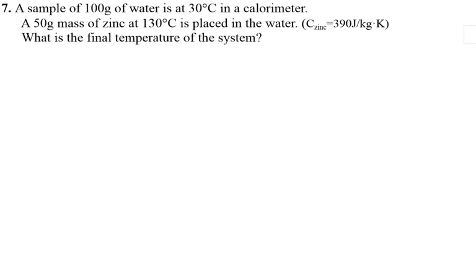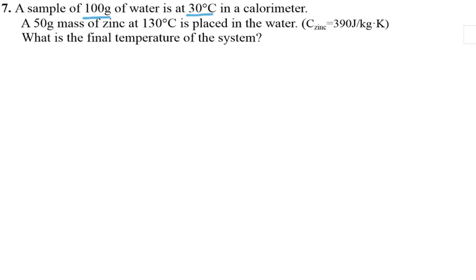In this question, they say a sample of 100 gram, the same as 1 kilogram of water, is at 30 degrees Celsius in a calorimeter. Calorimeter is the device where the energy cannot escape if you place two different substances at two different temperatures and they reach equilibrium, and the energy in them is not going to be lost outside of the container. So that would be the calorimeter.